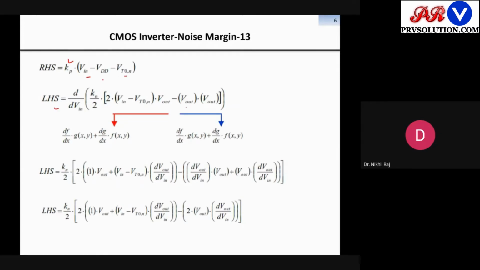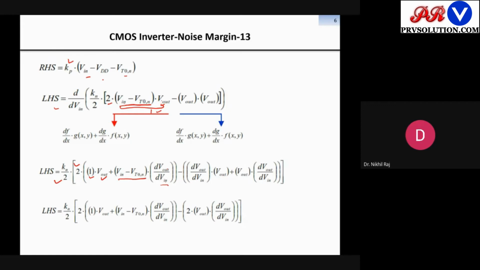Now for the LHS we will use the product rule. Here this is constant, so Kn by 2 will come out. Then 2 into, first we will do the derivation of this term, so V out into 1. Then second, take the derivative of V out, so V in minus VT naught into dV out by dV in. So this first term is over.